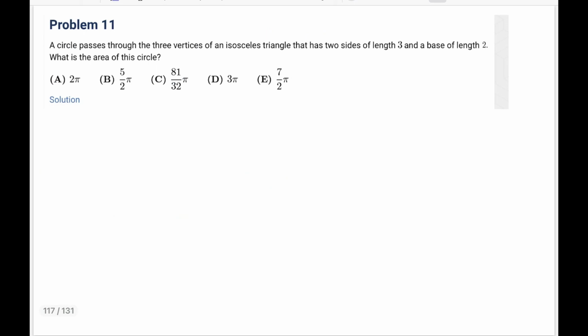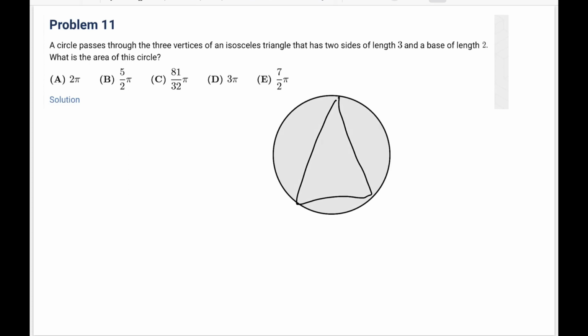Problem 11. A circle passes through the 3 vertices of an isosceles triangle that has 2 sides of length 3 and a base of length 2. What is the area of the circle? 3 vertices. So there's a 3, 3, and 2 side. What is the area of the circle? So if we draw a circle like this, yes, not bad.